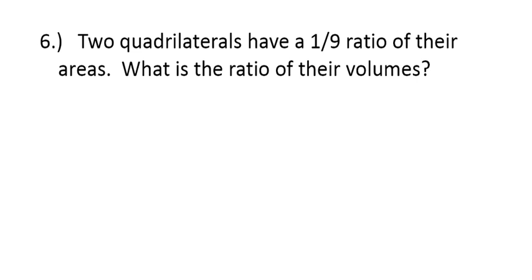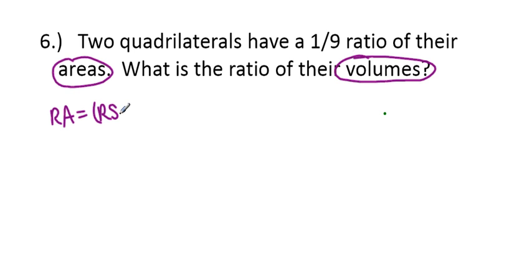All right. Next one. Two quadrilaterals have a 1:9 ratio of their areas. What is their ratio of their volumes? Ooh, so this one is talking area and volume. Well, I have a formula that involves ratio of the areas. I know that ratio of the areas is equal to the ratio of the side lengths squared.